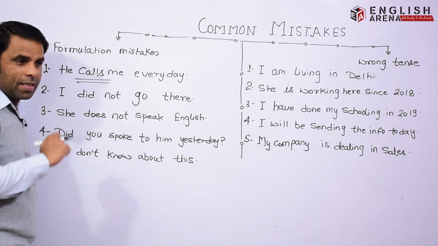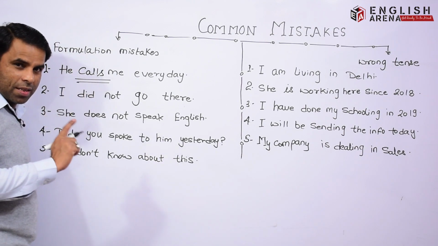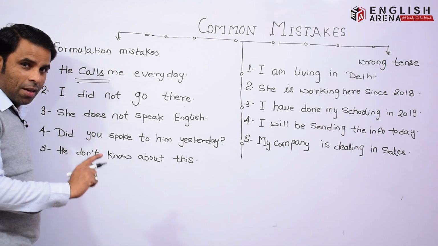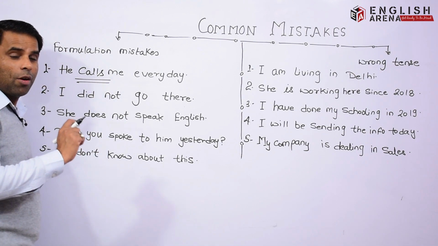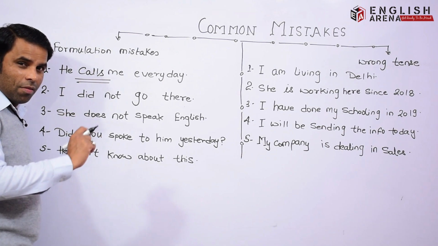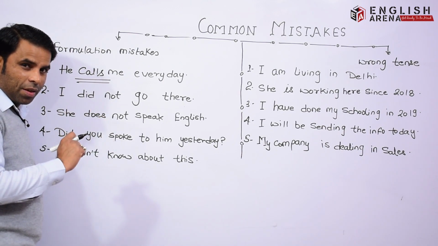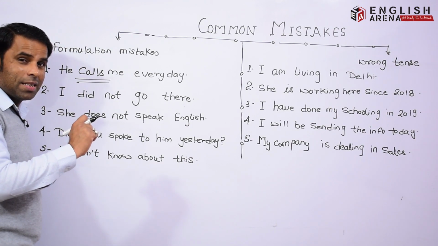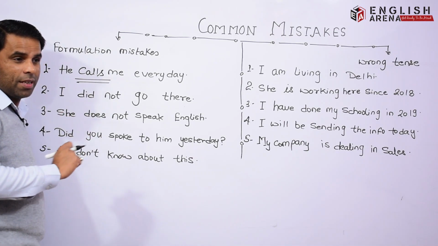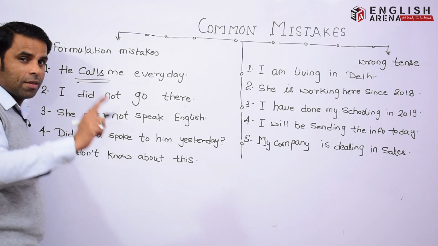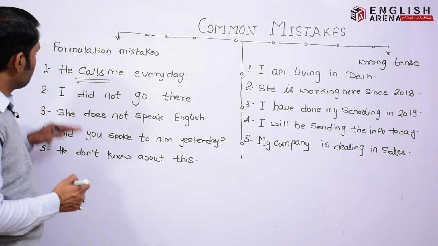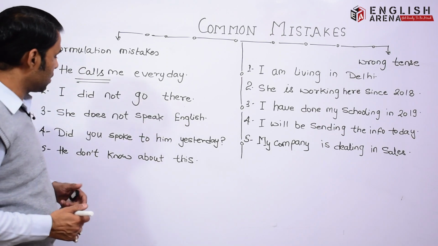You'll say like this, yesterday I went to Mumbai. That is correct. You can say yesterday I wrote a letter. That is correct. But when you make it negative, you'll say yesterday I did not write a letter. That is correct. If you say yesterday I did not wrote a letter, that's incorrect. So the right sentence would be, I did not go there.